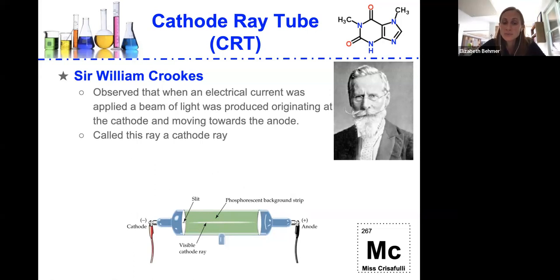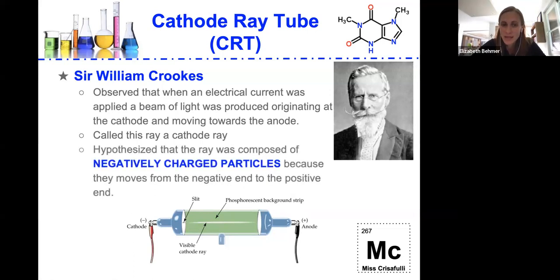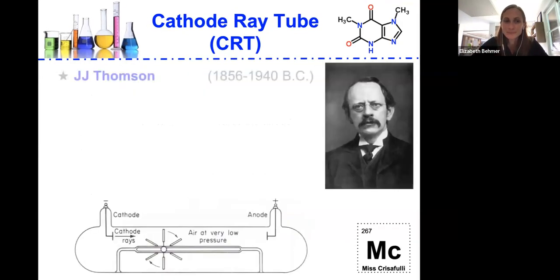He called this ray a cathode ray, and he hypothesized that the ray was composed of negatively charged particles because they move from the negative end to the positive end. So they're basically being attracted to the positive end.